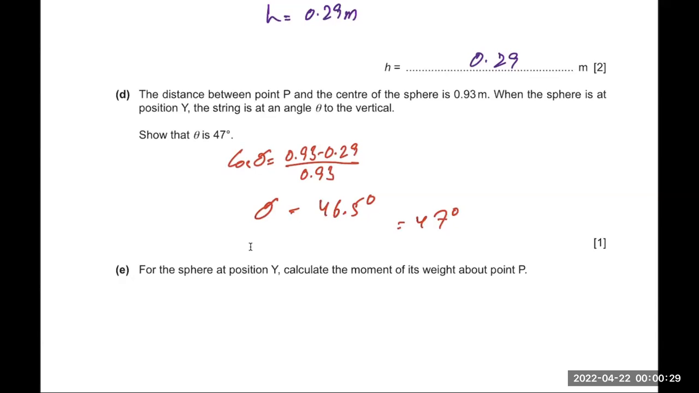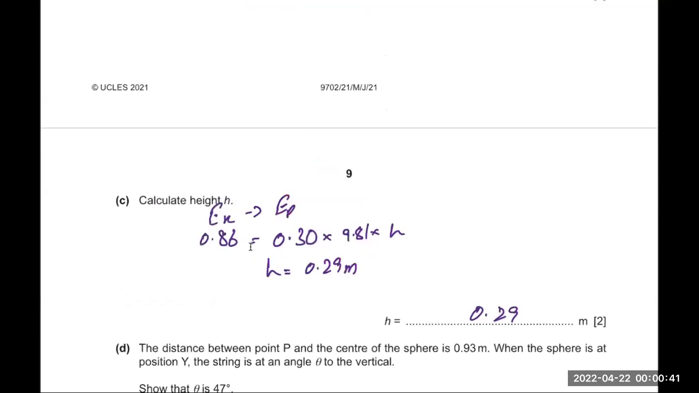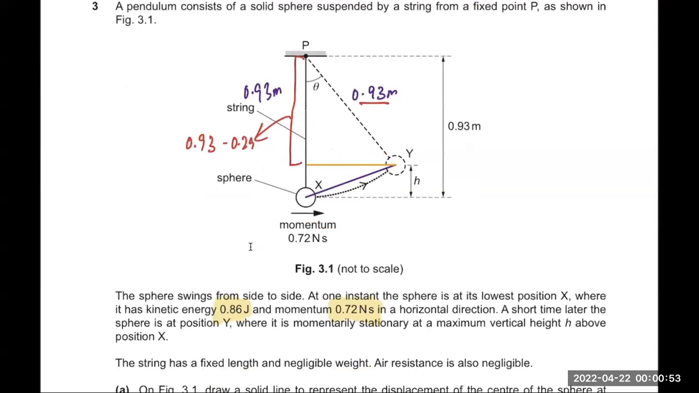For the sphere at position Y, calculate the moment of its weight about point P. Now, this is a good question. What is the moment of its weight about point P when the sphere is at position Y? So let's copy the diagram. Let's have this here.